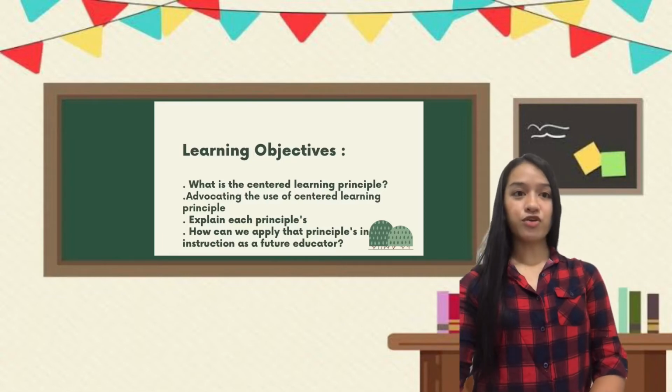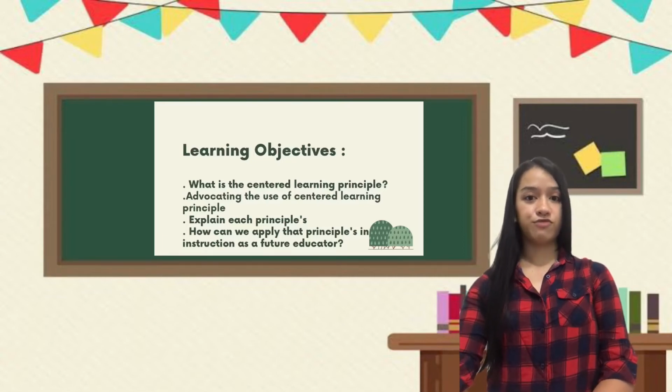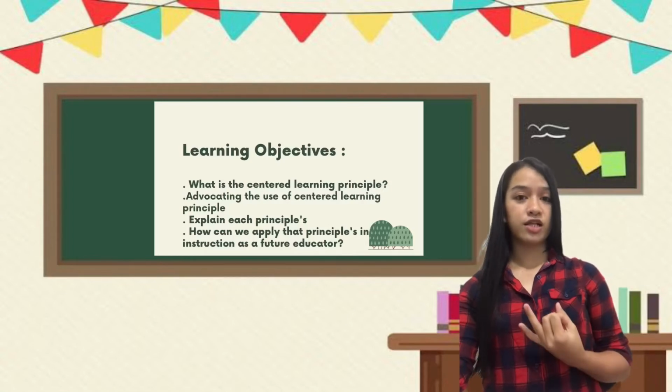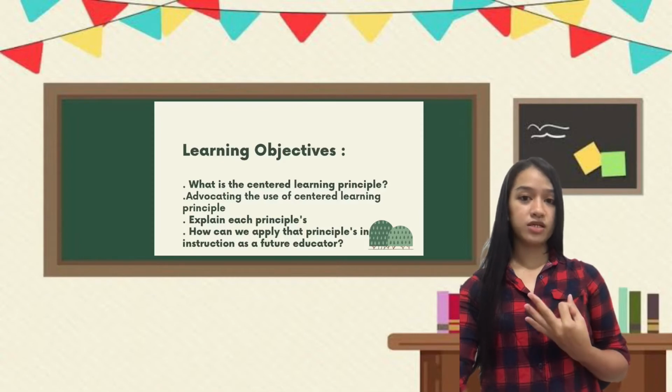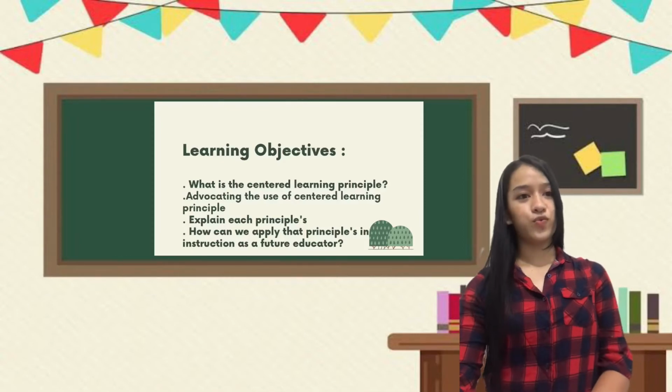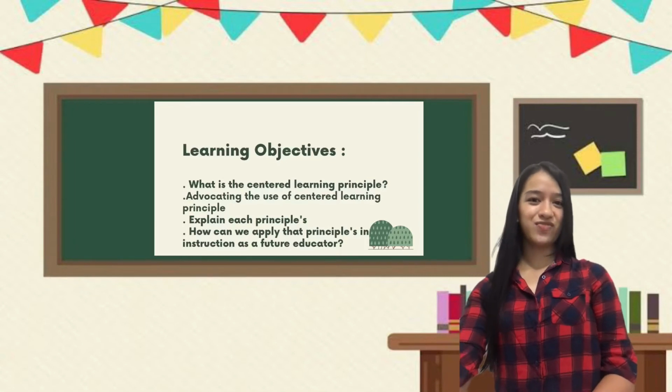So, there are four learner-centered psychological factors: the cognitive and metacognitive factors, motivational and affective factors, developmental and social factors, and individual differences factors. So, without further ado, let's get straight to the video.